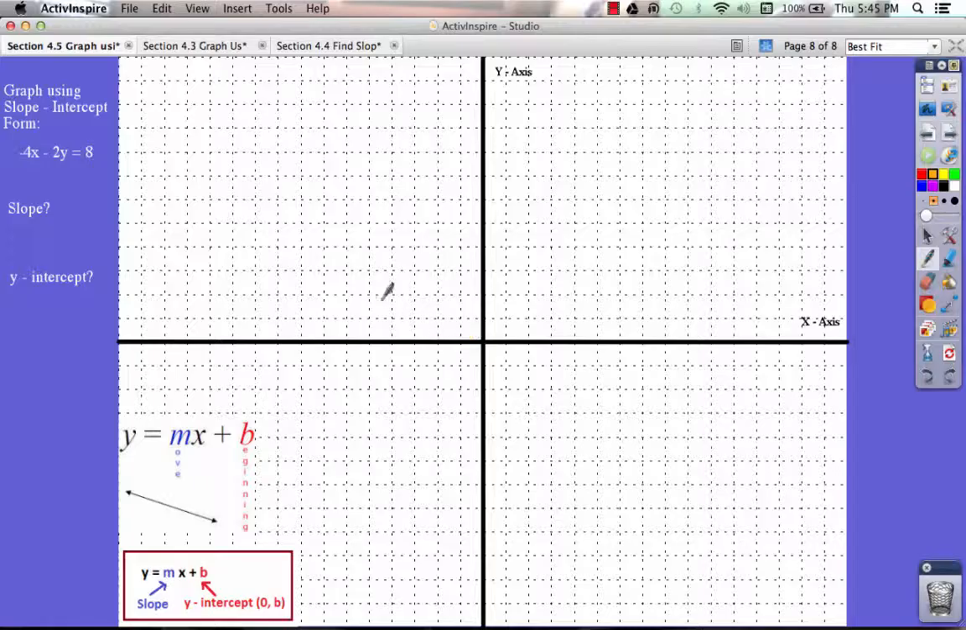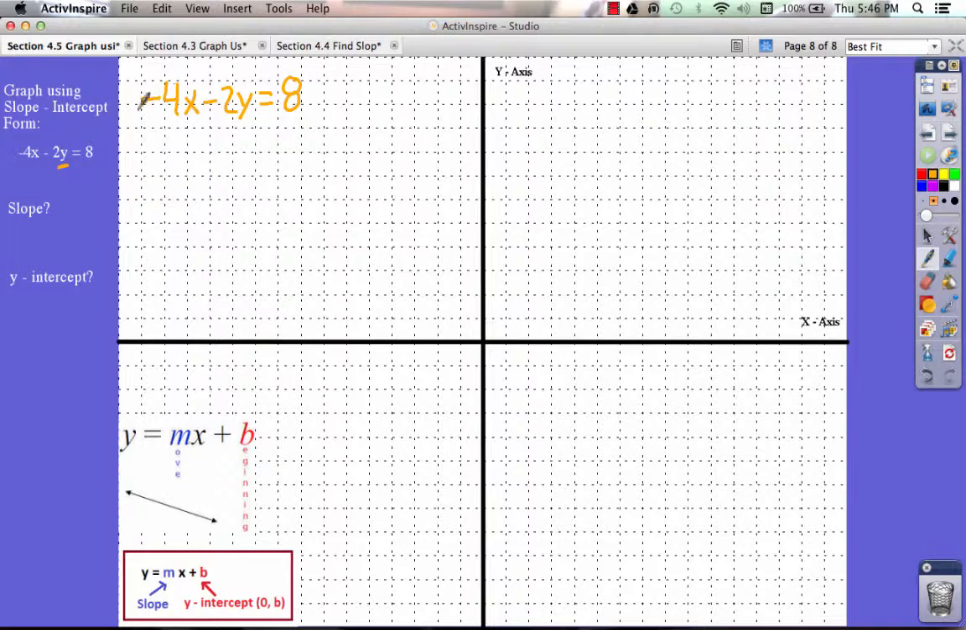Now let's look at our last example. Negative 4x minus 2y equals 8. Again, we got to solve for y. This one's not going to be as easy. We got to actually rewrite the equation so y is by itself on its own side. So let's write the equation first. Negative 4x minus 2y equals 8.